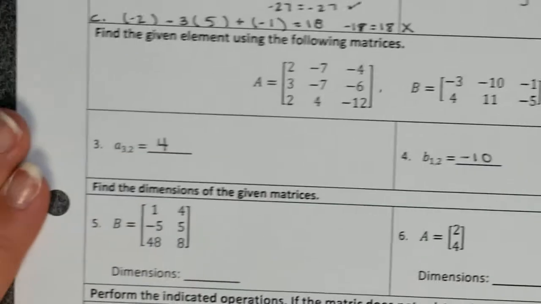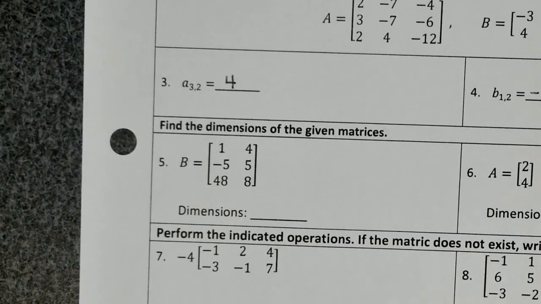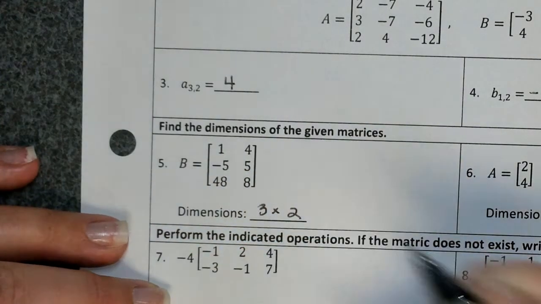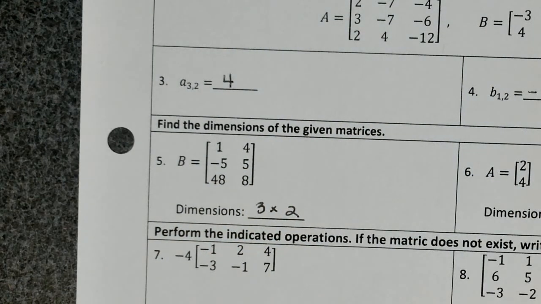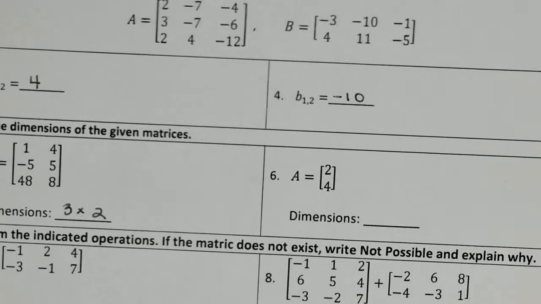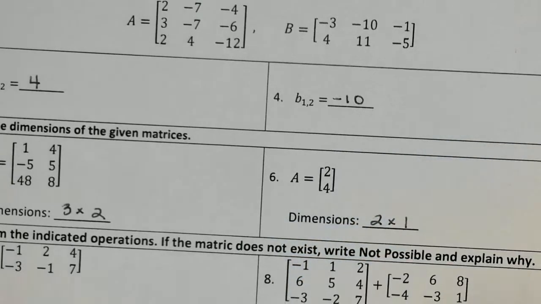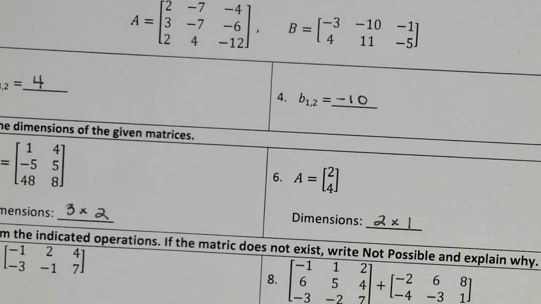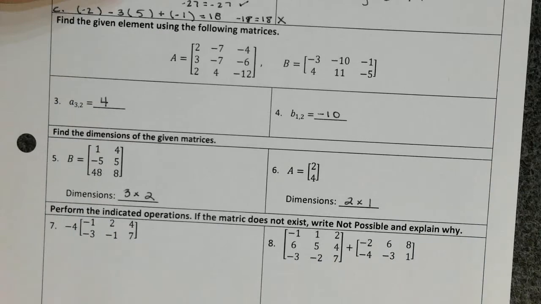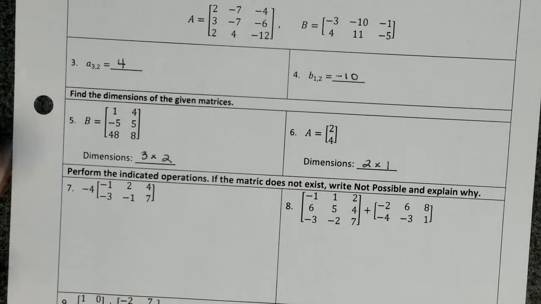Let's talk about dimensions. What are the dimensions here of number 5? Number 16. What are these dimensions? Very good. This is a 3 by 2. And number 4, what are the dimensions of number 6? 2 by 1. Make sure you're comfortable with finding dimensions, because it's going to make our life when multiplying a lot easier.